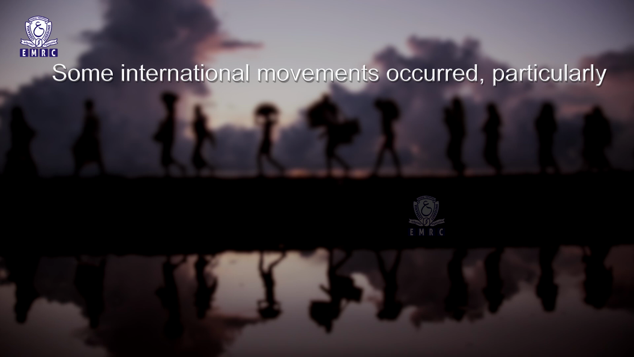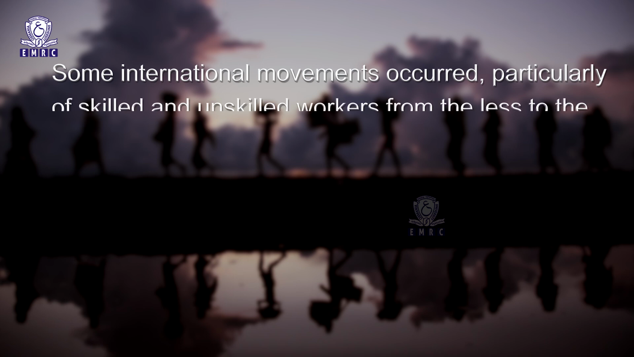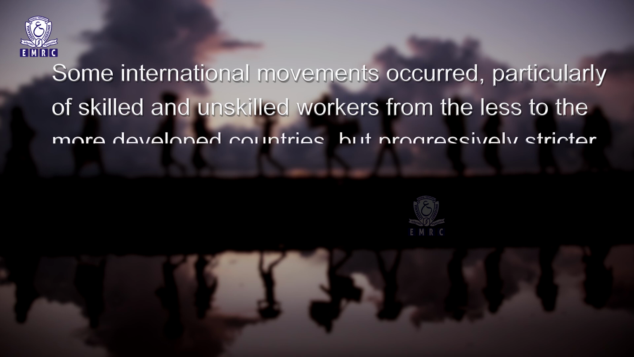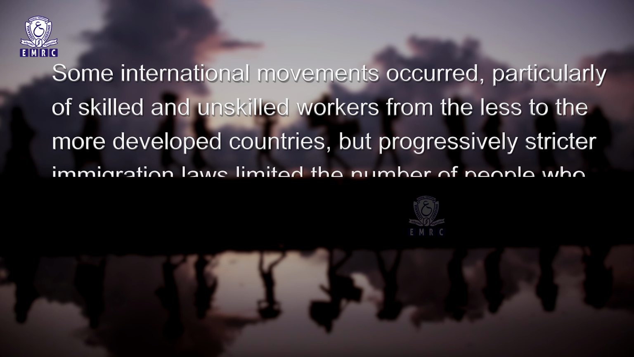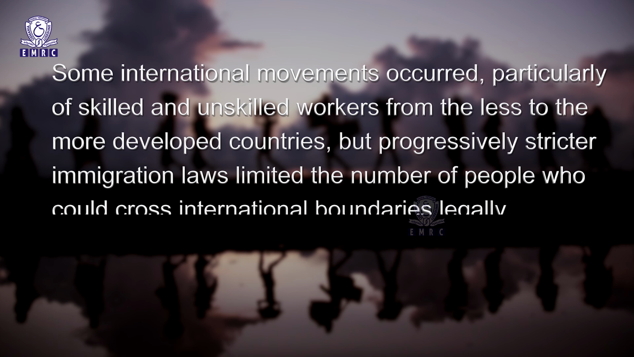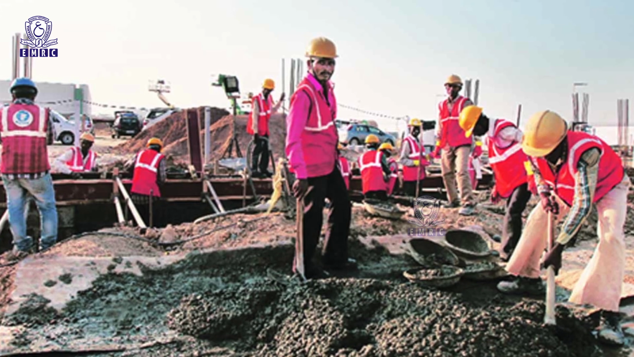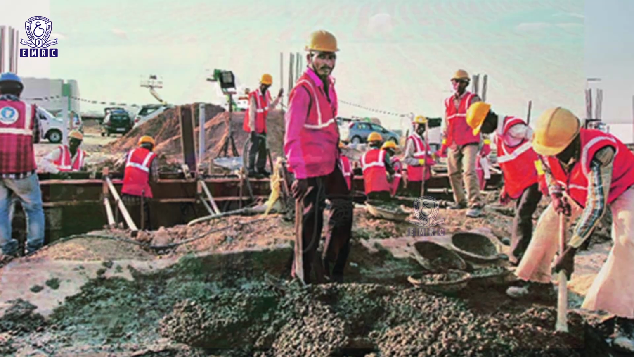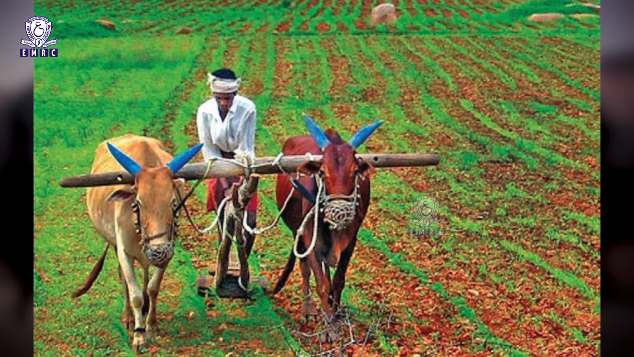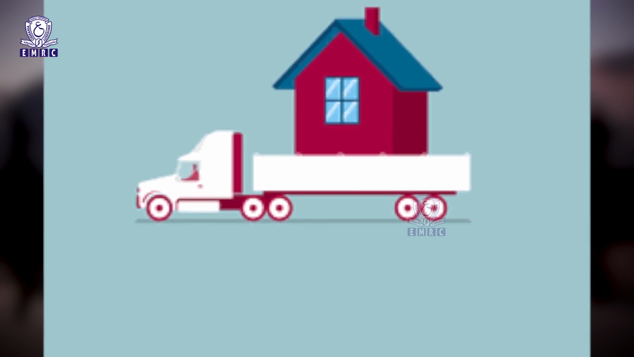By the fourth and fifth stages, when low birth and death rates brought little population growth to the newly developed society, migration was predominantly interurban or intra-urban. Some international movements occurred, particularly of skilled and unskilled workers from the less to the more developed countries, but progressively stricter immigration laws limited the number of people who could cross international boundaries legally. The rural to urban movement virtually ceased because the percentage of the farming population, and hence potential movers, was very low.